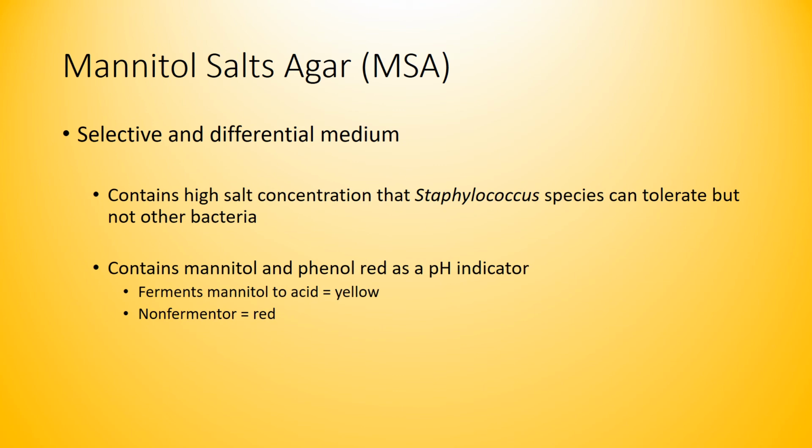And so if an organism is growing on it, from the selective standpoint, that should tell you that it is Staphylococcus. Then look at the color, and that's where you see the differential aspect. If the media remains red, then that means it is a non-fermenter of mannitol. If it does ferment mannitol, it produces acid as a byproduct, which, because the phenol red indicator is in there, as the pH drops because of the formation of acid, the medium will turn yellow. Staphylococcus aureus is the only species that does this.